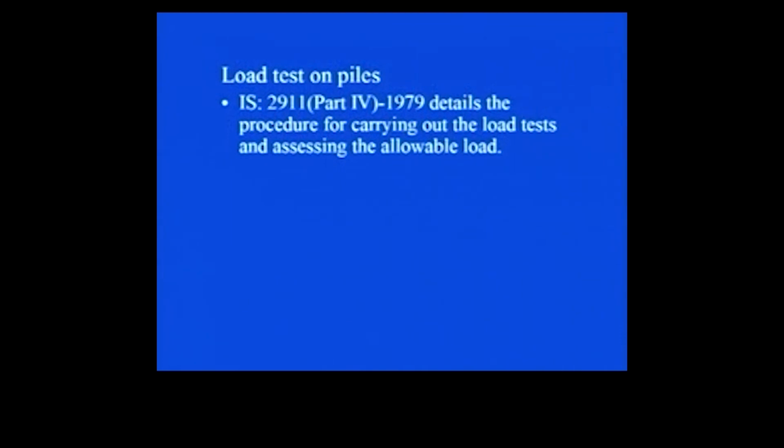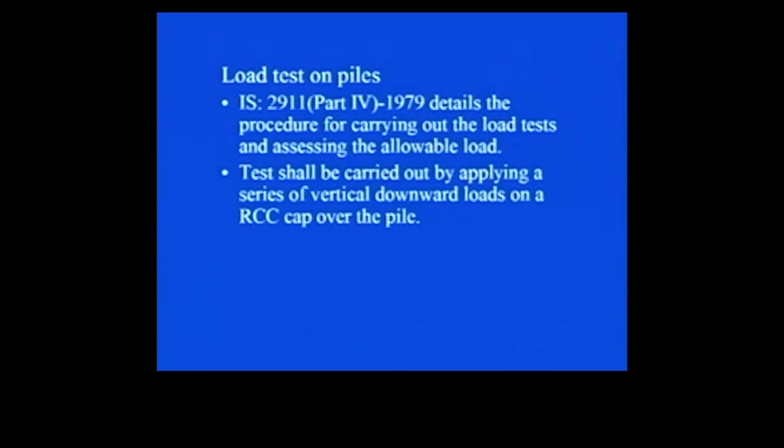vertical settlement. So, this IS 2911 part 4, 1975 deals with the details of the load test on the piles, that is, it gives the procedure for carrying out the load test and assessing the allowable load. That is, first how to carry out the test, what are the various specifications of the test, and then how you can interpret the test data.